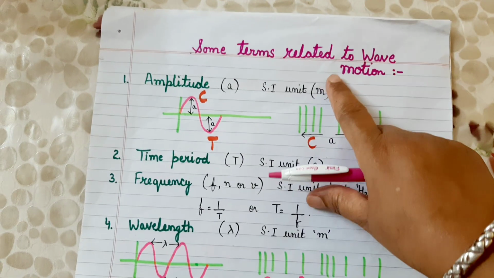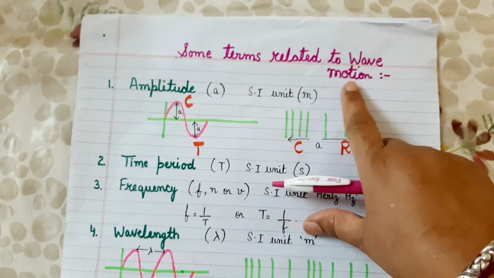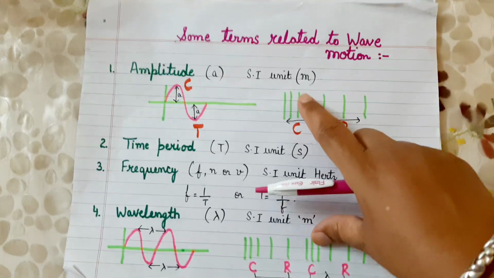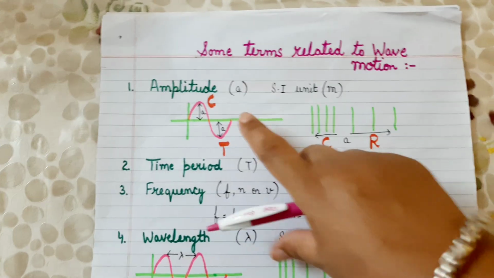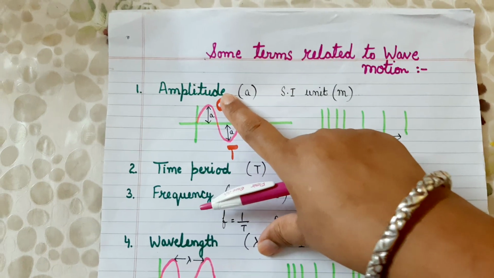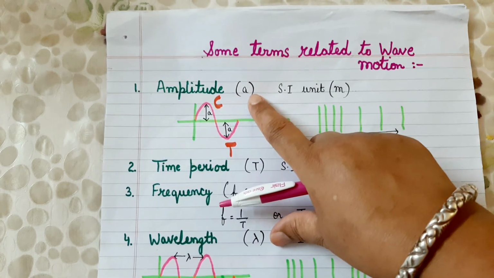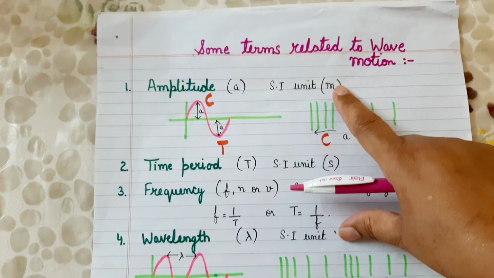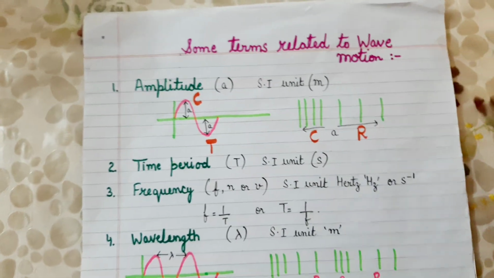I'm going to introduce some important terms to you related to wave motion. Okay, I pick up one at a time and I explain it to you. The first one is amplitude. Now, amplitude is denoted by small a, and the SI unit of amplitude is meters. You can see I've written it down.